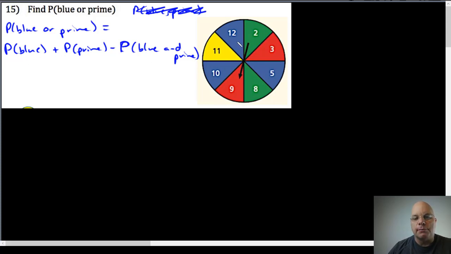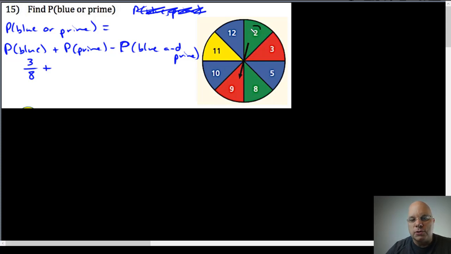The probability of landing on blue. Don't be fooled by the fact that there's a 12 here. That doesn't mean there are 12 spaces. You have to check: there are 1, 2, 3, 4, 5, 6, 7, 8 spaces. And 3 of them are blue, so that's 3/8. There's a 3/8 chance that I'll land on a blue section. The probability that I'll land on a prime section will be, let me get something I can mark this with.